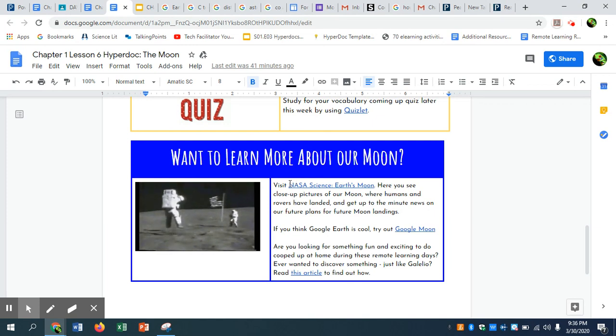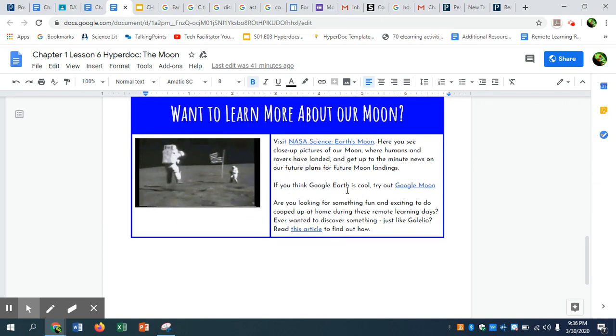So this first one is from the NASA website, and you get to see some really close-up pictures of the moon, where different astronauts explored, the different rovers that we have right now on the moon or past ones, and what they found. Ever been to Google Earth? Well, there's something called Google Moon. So you can go there and explore the moon too.